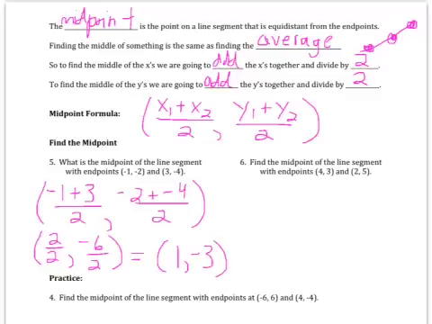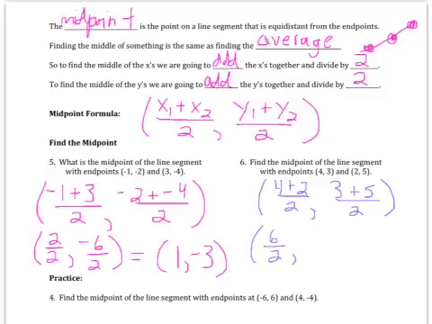Let's do the same thing for (4, 3) and (2, 5). Switch pen colors real quick. Again, we're going to take our x's, 4 plus 2, and divide that by 2. And then our y's, 3 plus 5, divide that by 2. So we have 6 divided by 2 and 8 divided by 2. So our final answer will be (3, 4). Try the next 2 problems on your own and pause the video and then restart it to check your answers.